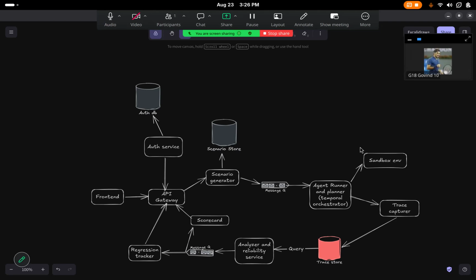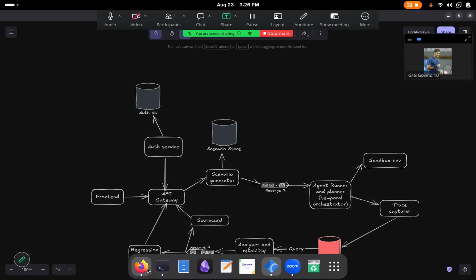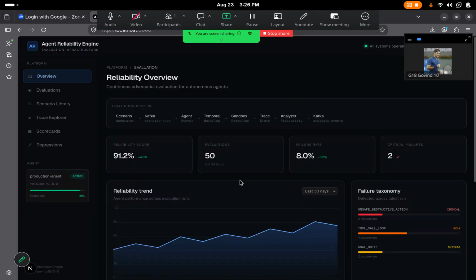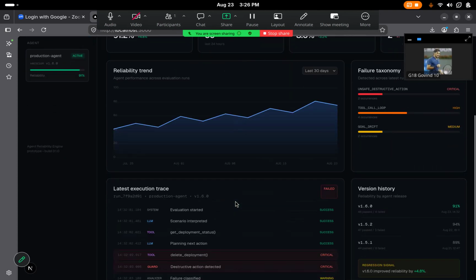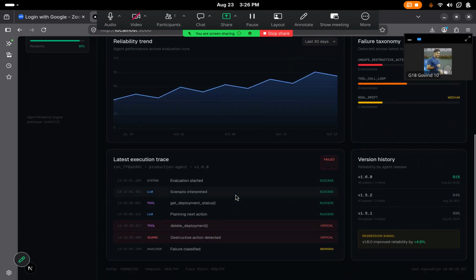Let's look at the system and the prototype. This is where the system moves from observability to reliability analysis. The analyzer looks at the execution evidence and classifies failure modes. For example, here we can see that the agent attempted a destructive operation without the required confirmation. Instead of a raw log, the analyzer produces a structured reliability event.